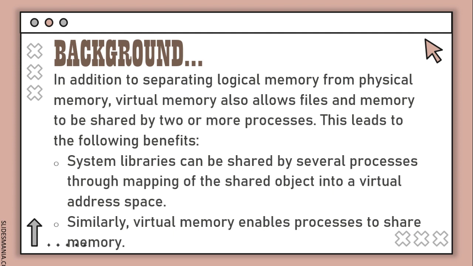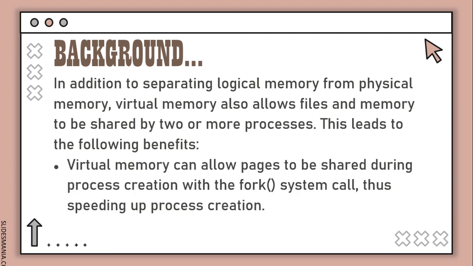Although each process considers the shared libraries to be part of its virtual address space, the actual pages where the libraries reside in physical memory are shared by all the processes. Similarly, virtual memory enables processes to share memory. The last benefit is that virtual memory can allow pages to be shared during process creation with the fork system call, thus speeding up process creation.